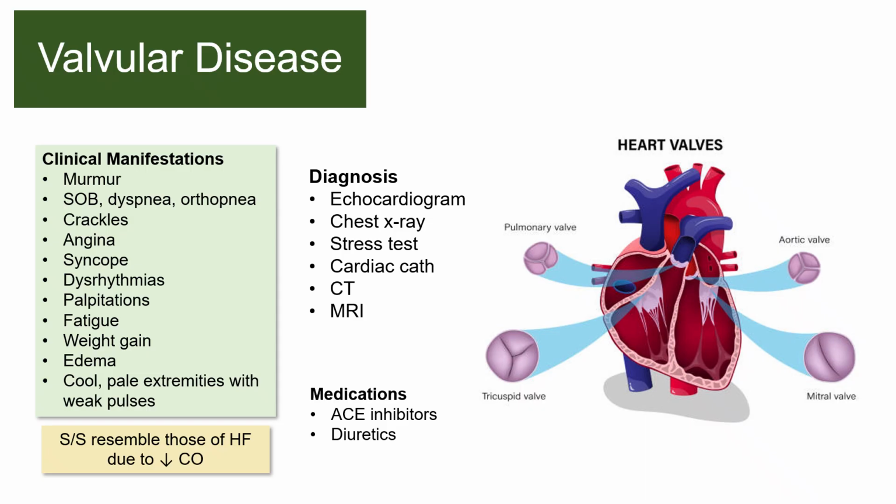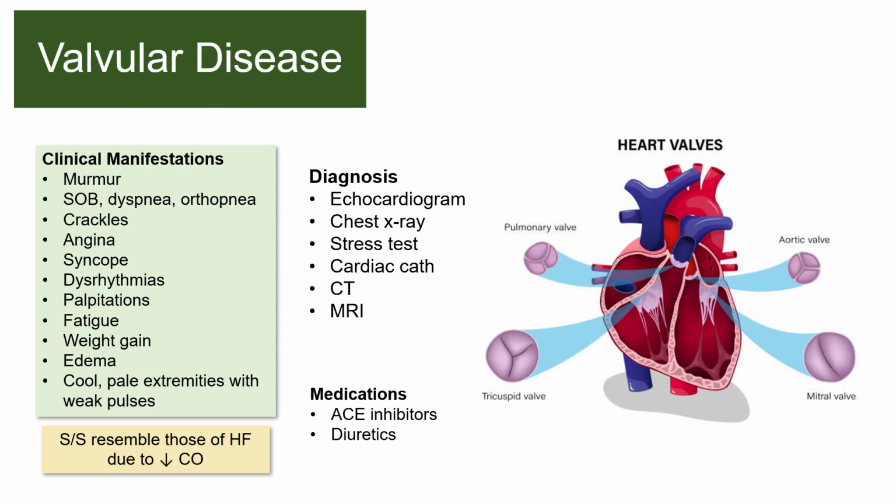The patient may experience shortness of breath, dyspnea, orthopnea, crackles, angina, syncope, dysrhythmias, palpitations, fatigue, weight gain. If you notice, this sounds like a lot of our other signs and symptoms. So let's look at how this is diagnosed. It's going to be diagnosed through an echocardiogram, possibly a chest x-ray, cardiac cath, CT, and MRI. So that's why we have to rule out everything if a patient presents with anything cardiac, because there's so many overlapping signs and symptoms. So medications for this is going to include ACE inhibitors and diuretics.